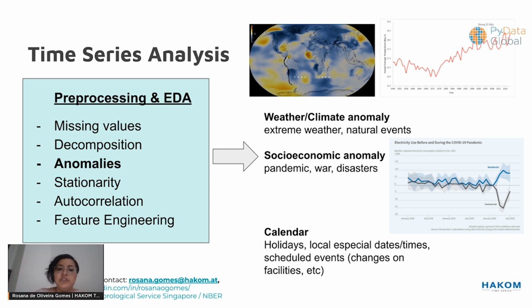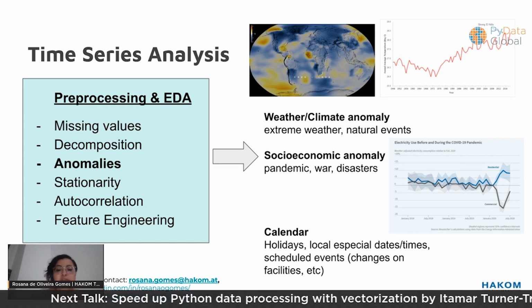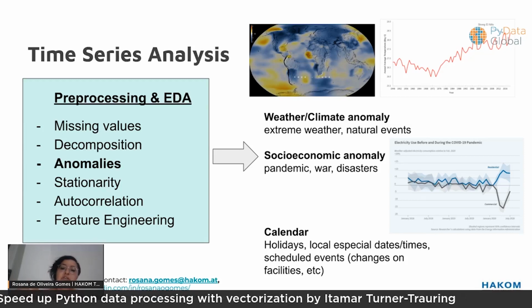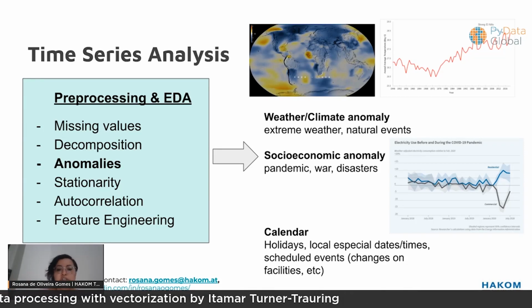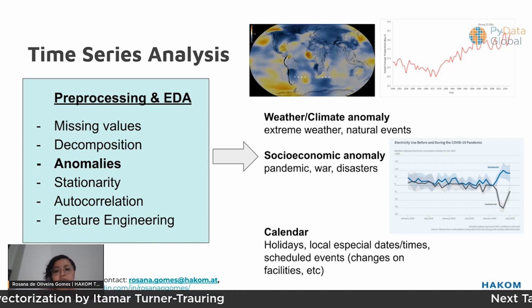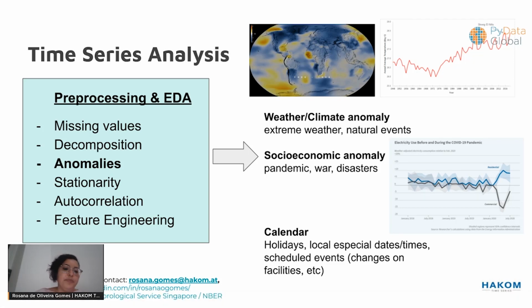And this is something that you have to consider when you're building your models: anomalies might not be just errors, but actually something that has a physical reason behind. In the same way, we also have socioeconomic events, such as the pandemic or the war, that will change the behavior of energy consumption. Here's an example of energy consumption throughout the pandemic. We see a large increase in residential energy consumption and a decrease from commercial buildings. That's something that is still going on.